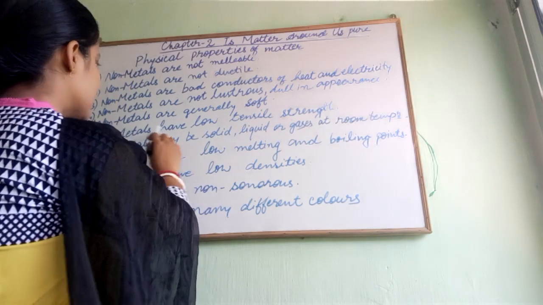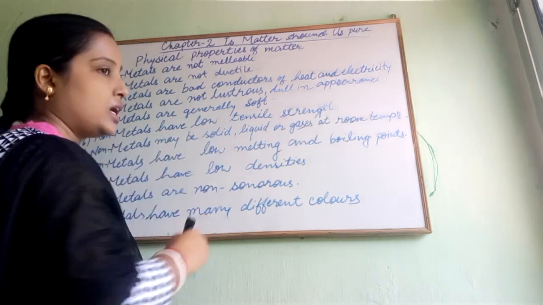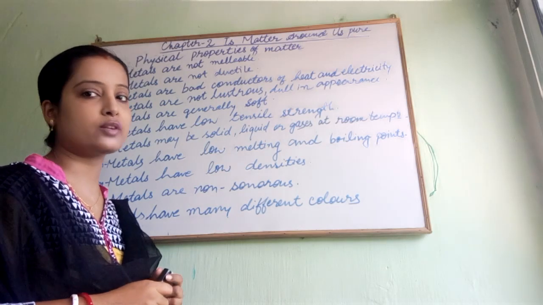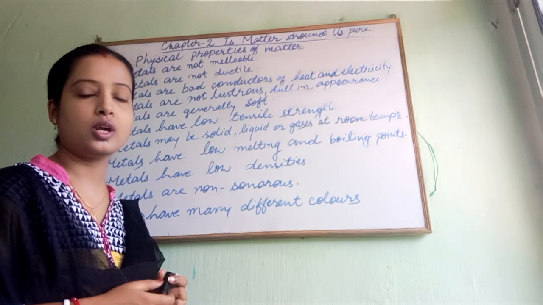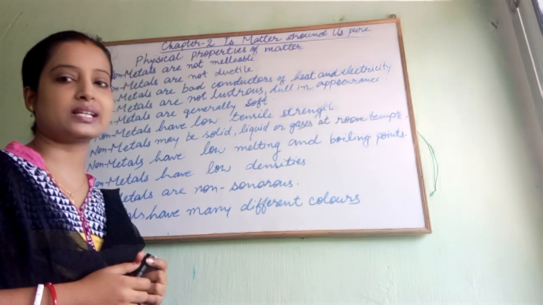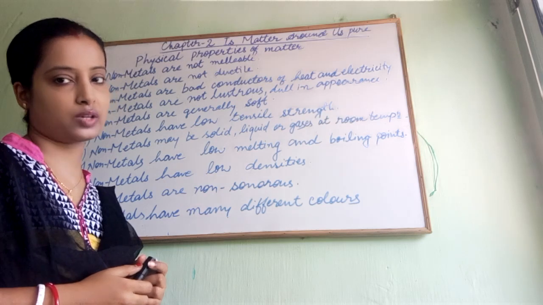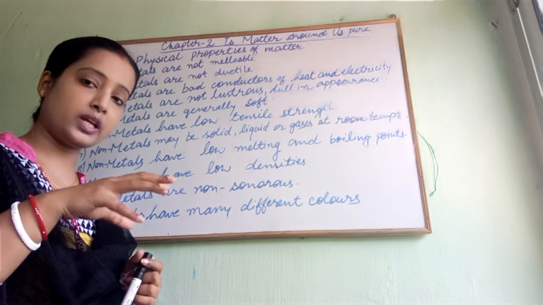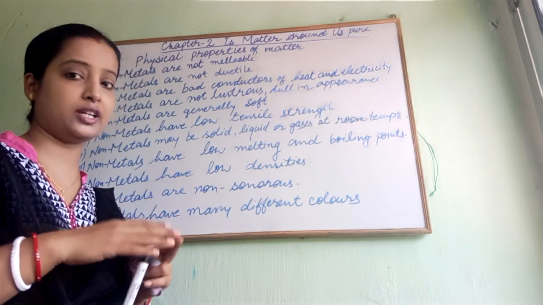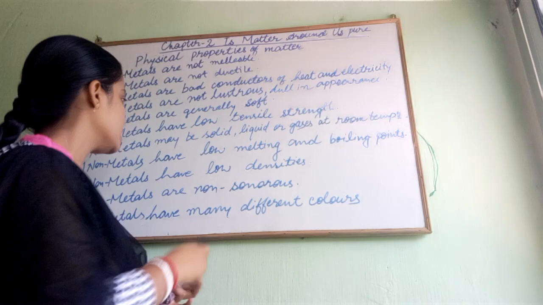Now here, non-metals have low tensile strength. That means non-metals are not very strong. They cannot bear heavy load. Okay, so we can say that non-metals have very low tensile strength. All the non-metals, if you put a heavy load on them, can be broken down into pieces.